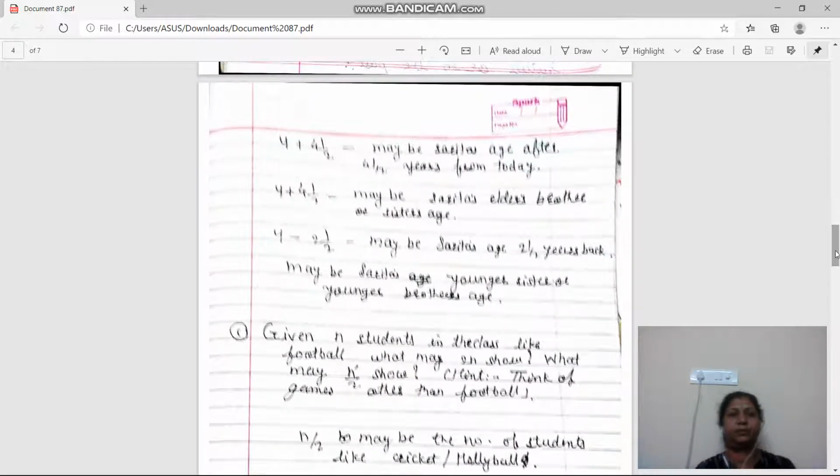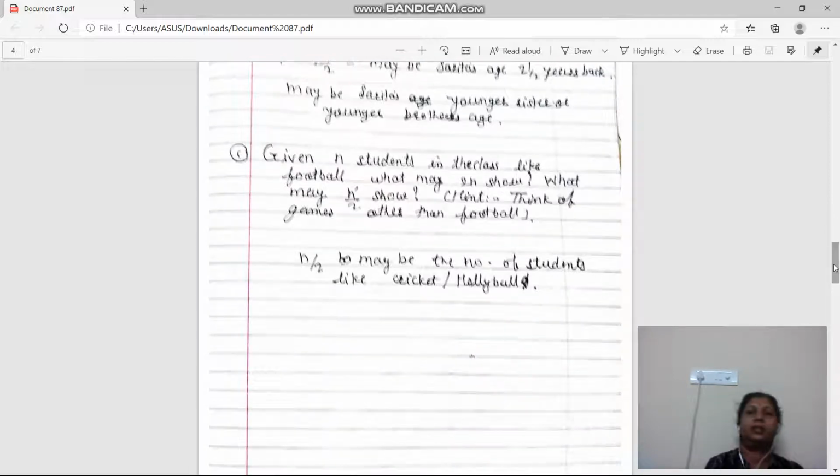Now next options. See, y plus 4 1 upon 2. It may be Sarita's age. It is plus, that's why it is after 4.5 years from today. This option is wrong, that's why I am not reading it. y minus 2.5 may be Sarita's age 2.5 years back. Get it? If it is minus, it is back, and if it is plus, then it is after. Clear everyone? Fine. Let's see the C question.